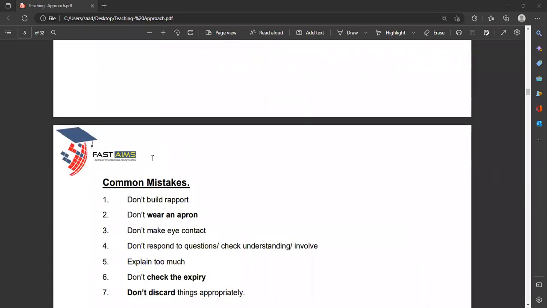First, enter into the room, create introduction, build rapport, state purpose, assess knowledge, and then go to the table, gather equipment, assume you are gloved, wear apron, start teaching, checking understanding and involvement, and then discarding everything, answering questions, and then discarding your apron as well.